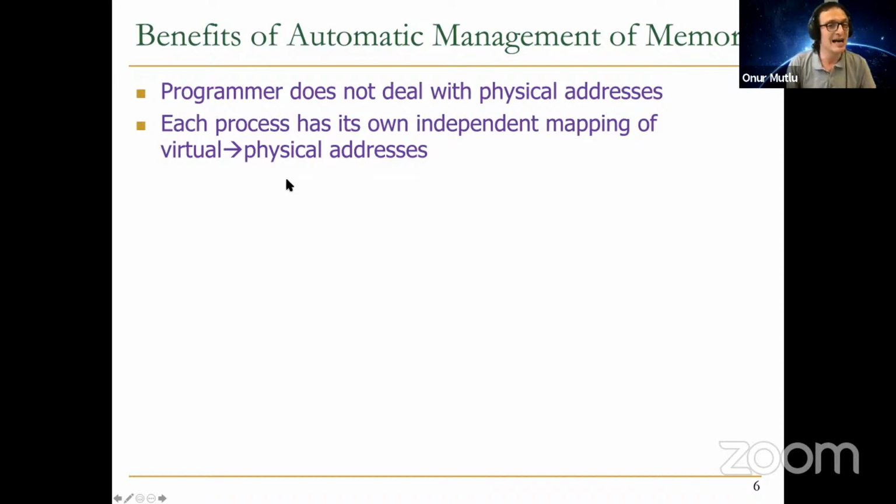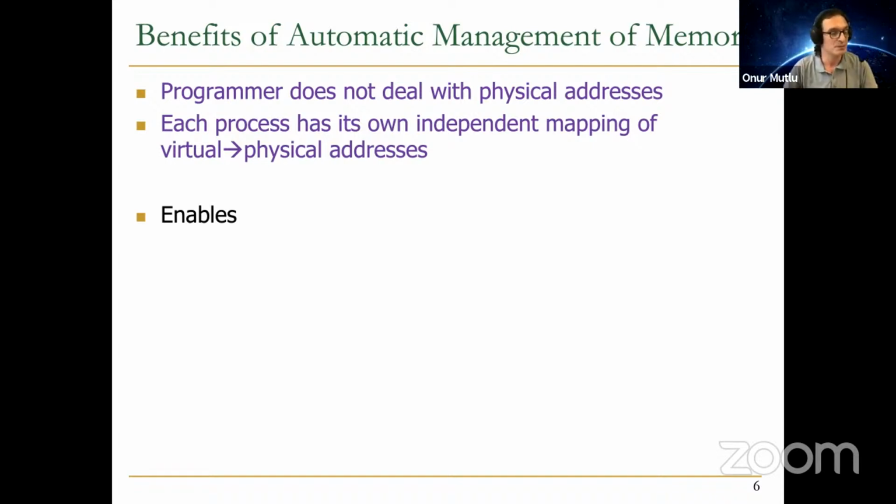At the same time, each process has its own independent mapping of virtual to physical addresses. Each process has a different virtual to physical translation mapping. As a result, the processes can be isolated from each other in physical memory, and the programmer doesn't need to worry about that sort of isolation either. So there are two benefits. One is the illusion of infinite memory, if you will, and the second is isolation between processes. But actually, I'm going to show you more benefits over here.